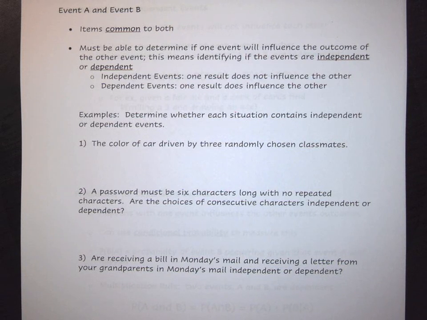Here we're going to look at multiplication rules for probability. And in order to do that, essentially what we are looking at is what is in common between your events. Well, in order to do that, we have to determine if one event is going to influence the outcome of the other. This means you have to look at your statement and determine if you have an independent statement or a dependent statement.